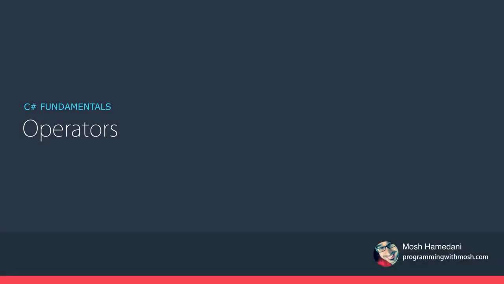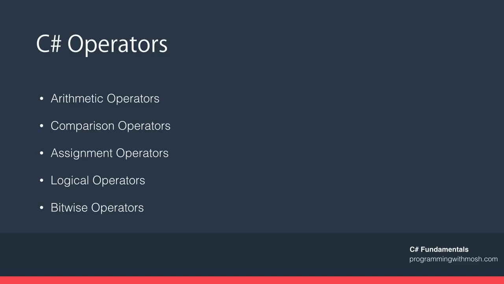Okay, we got to operators. In C# we have 5 types of operators: arithmetic, comparison, assignment, logical, and bitwise. Let's take a closer look at each of these operators.